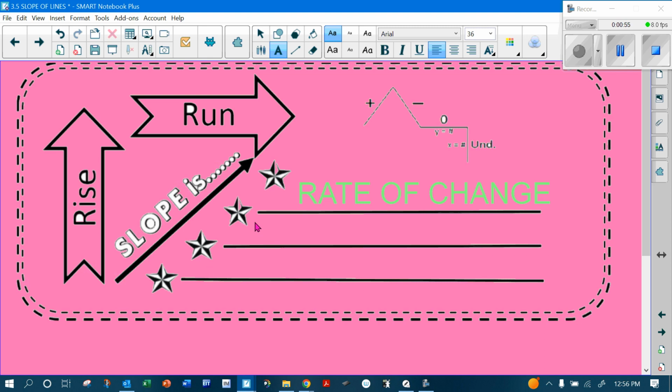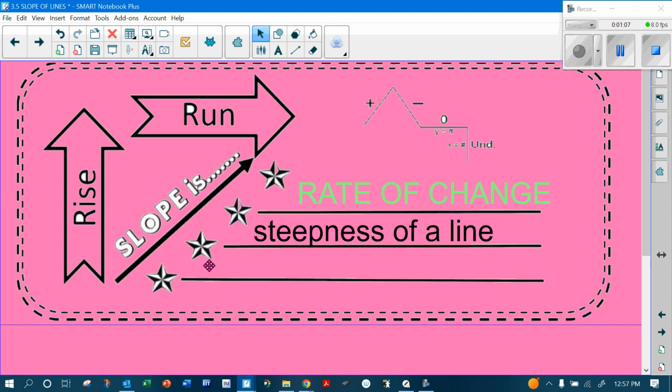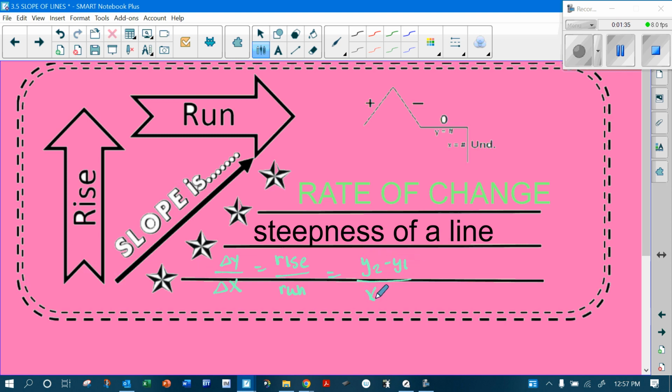And then the next thing here is the steepness of a line. And then the last thing, I'm going to have to write this one out. This is what we call delta y over delta x. This is your rise, your change in the y's, over your run, which is your change in the x's. This is where the formula comes from: y2 minus y1 over x2 minus x1.